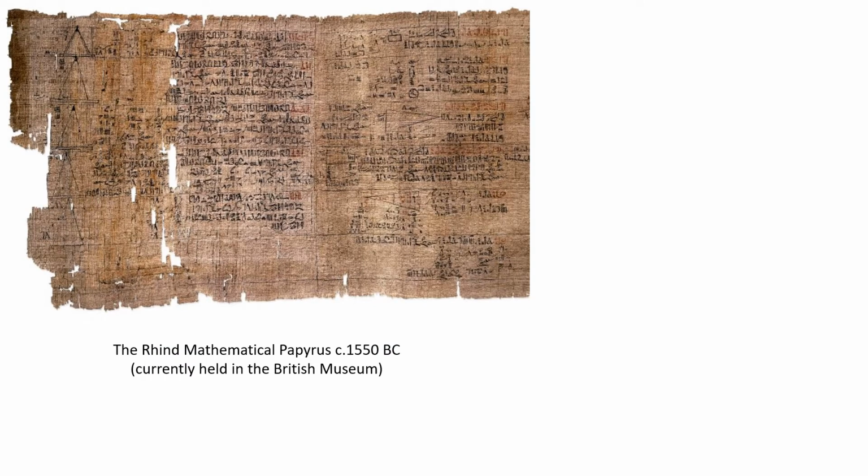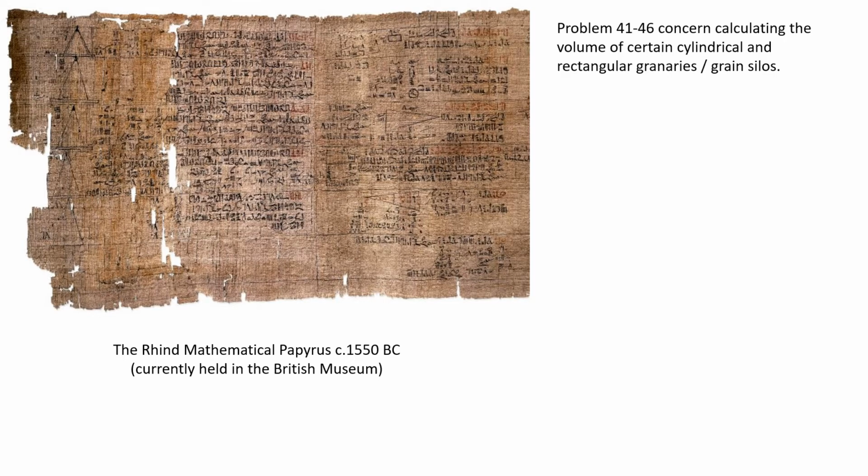Another ancient Egyptian mathematical text that we have is the so-called Rhind mathematical papyrus, and this one dates slightly later than the Moscow papyrus to around 1550 BC, and this is currently held in the British Museum. Again, this is a series of mathematical problems, and problems 41 to 46 concern the calculations of certain volumes of cylindrical and rectangular granaries or grain silos.